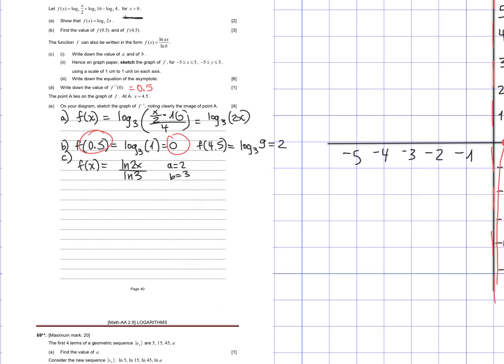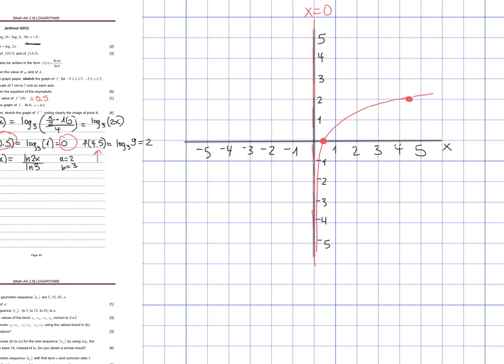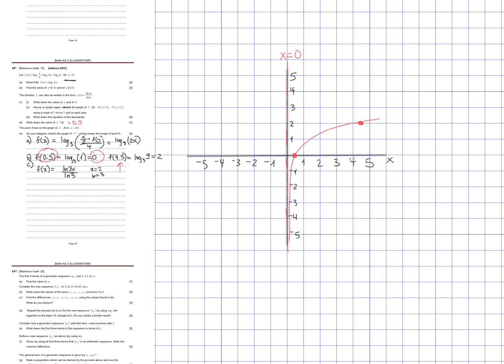The point A lies on the graph of f at A. X is 4.5. On the diagram, sketch the graph of the inverse, noting clearly the image of point A. So we're just going to flop everything around. So we've got the horizontal asymptote is at y equals 0. We have 0.5, 0, so we're going to have 0.5. And we have 4.5, 2, so we're going to have 2, 4.5. That's A. And this is exponential.